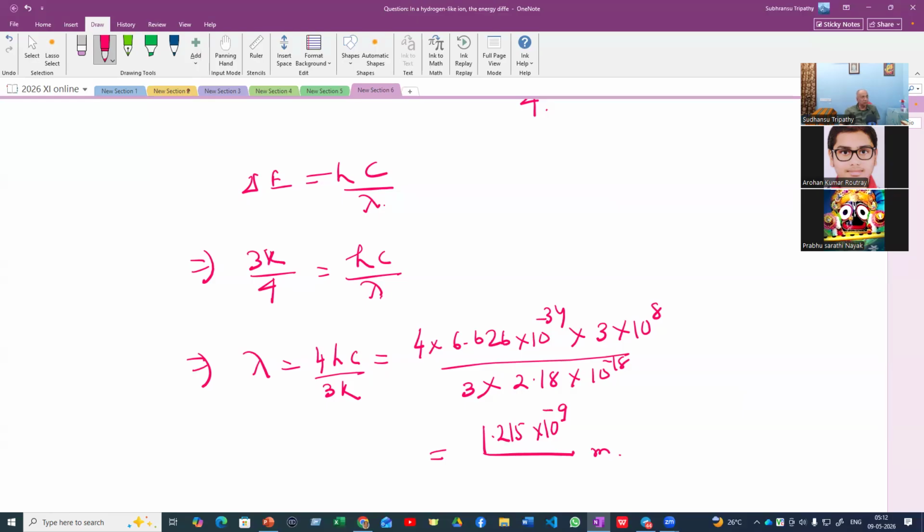Sir, more values say 5.77 into 10 to the power minus 7.